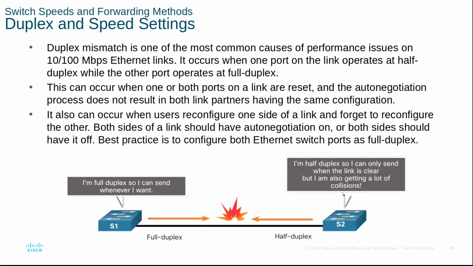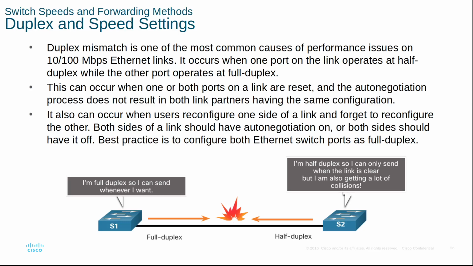Duplex mismatch is one of the most common causes of issues on Ethernet links, and it occurs when one port is configured to work in half duplex and one port is configured to work in full duplex. When one end is set to work in half duplex and the other end is set to work in full duplex.